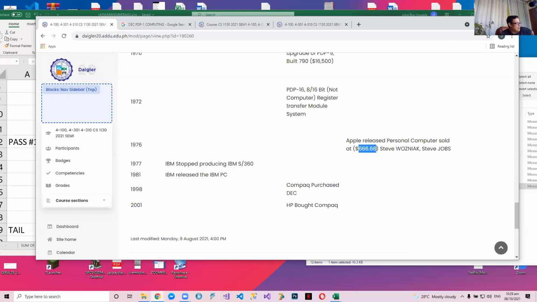okay, below $1,000. And then by 1977, IBM stopped producing the mainframes, but instead competed with Apple. They released the IBM PC to compete with Apple. DEC, however, did not compete with Apple and IBM, which means they did not produce personal computers. Okay. So that caused the decline of DEC. DEC was later purchased by Compaq, and Compaq was purchased by HP.